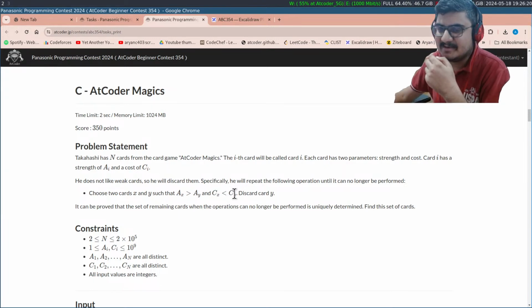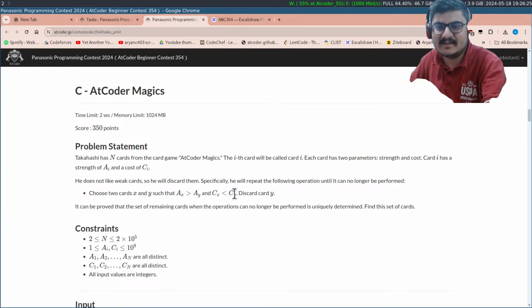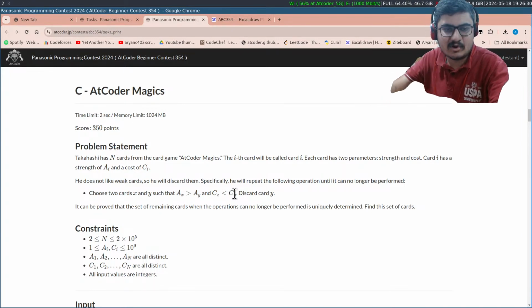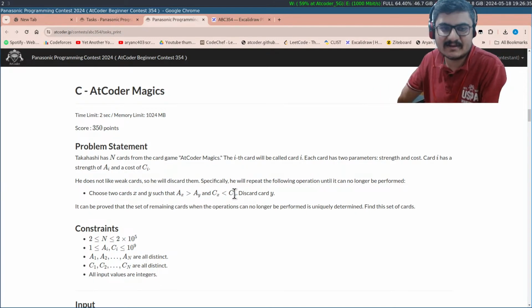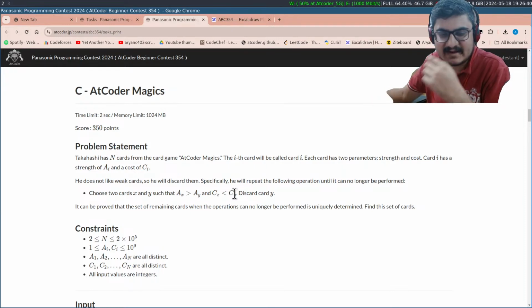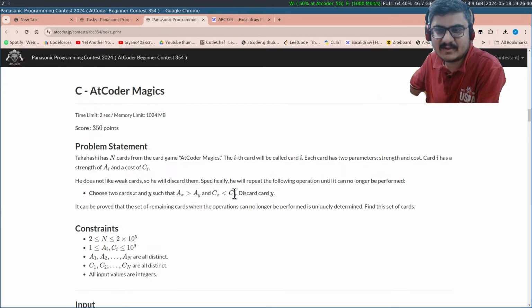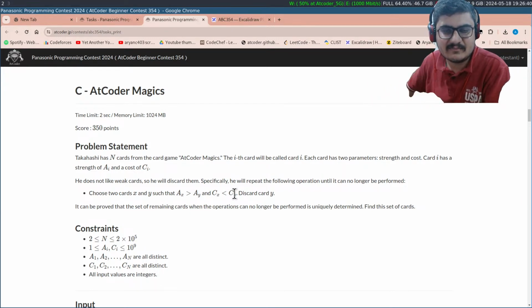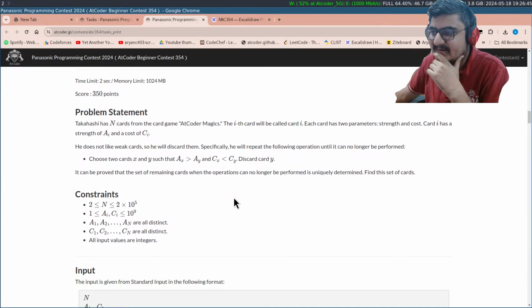Discard card y. It basically says if you have two cards and the weaker card has more cost than the stronger card, then it's useless because it makes no sense to purchase a weaker card by paying more cost. So remove all the weaker cards, and at last you will have some set of cards where the smaller card will have less cost. And we have to print all the indices of those cards.